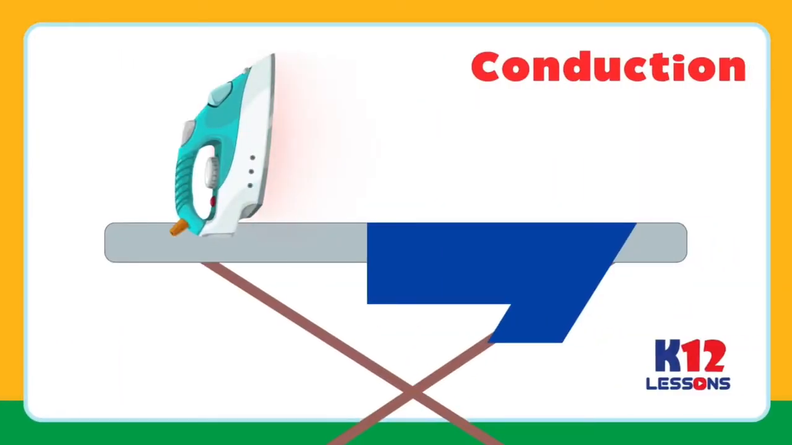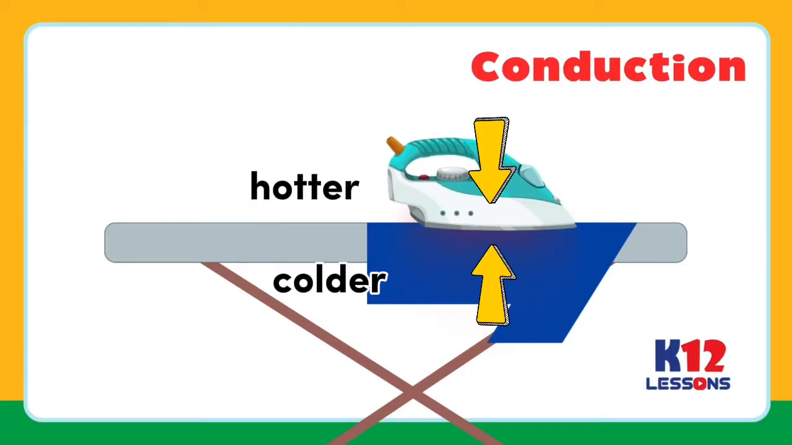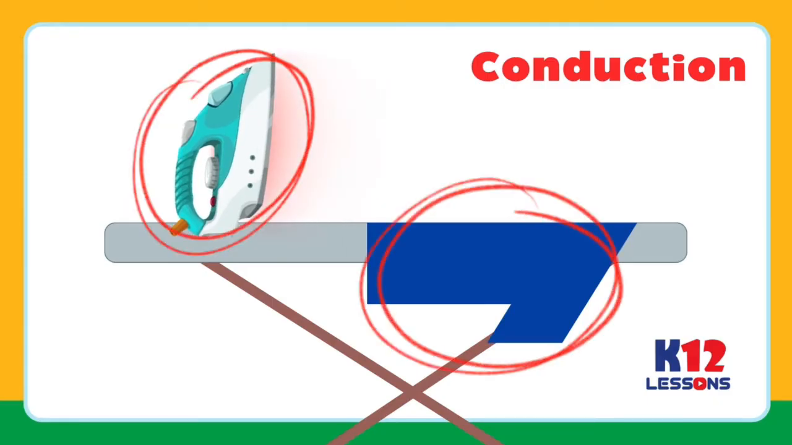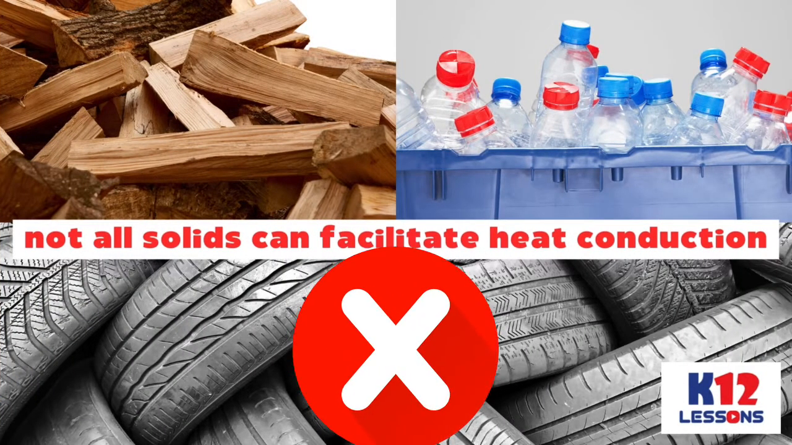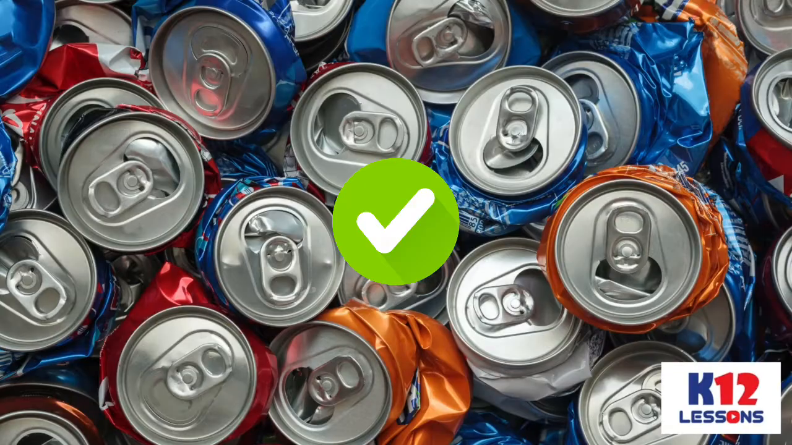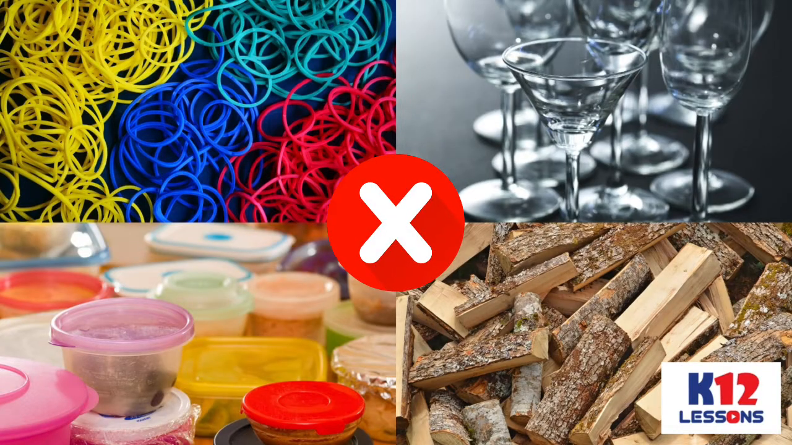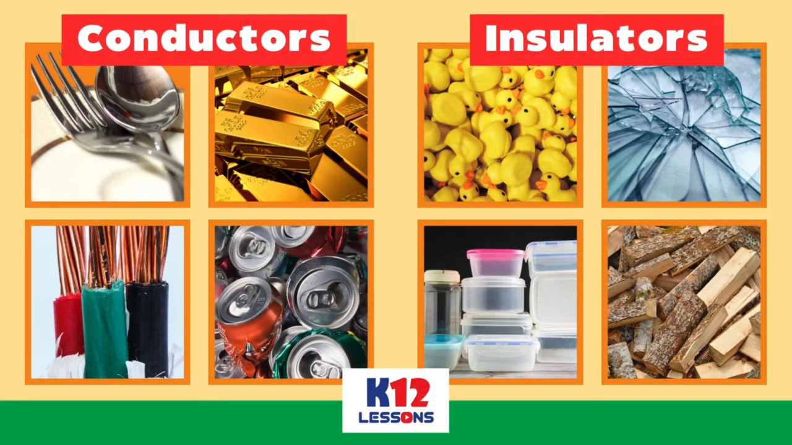In conduction, heat is transferred from hotter to colder objects, and they must be in direct contact or touching each other. In terms of medium of transfer, materials that are involved in conduction are generally in solid form. But not all solids can facilitate heat conduction. Due to their composition or materials, certain objects allow heat and electricity to flow in them while others don't. Hence, we have the classification of materials as conductors or insulators.